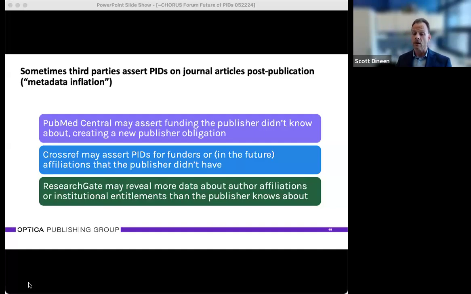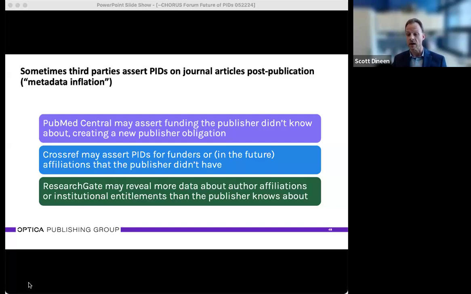Those of you who work with Crossref know that Crossref will enhance metadata. For example, if you send the name of a funder across without a funder registry ID, Crossref will try to add that ID, and like we do, you can harvest that back into your system. So that's great, but it's not always an accurate enhancement. So that can be a problem.